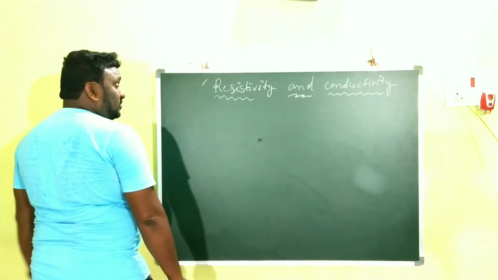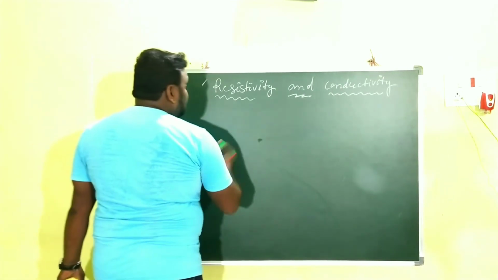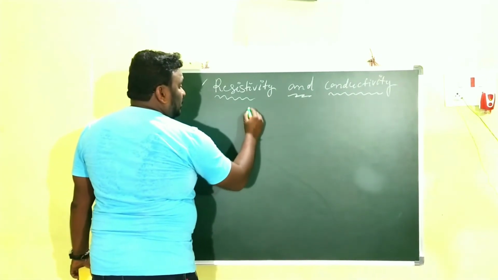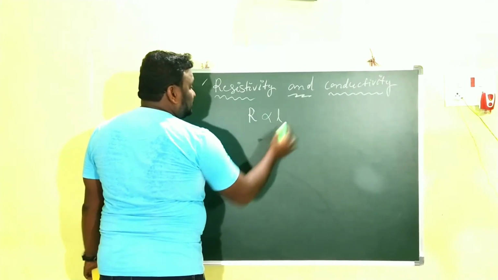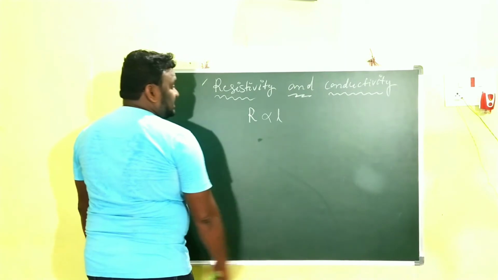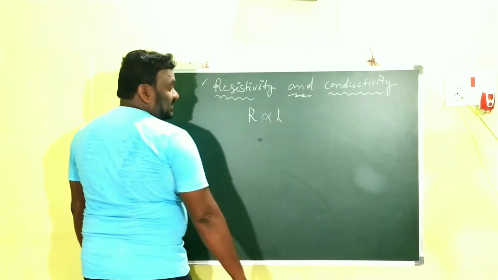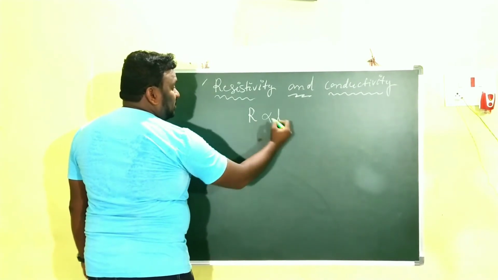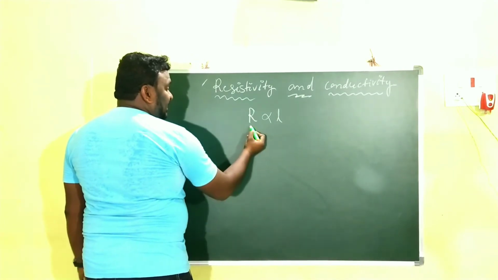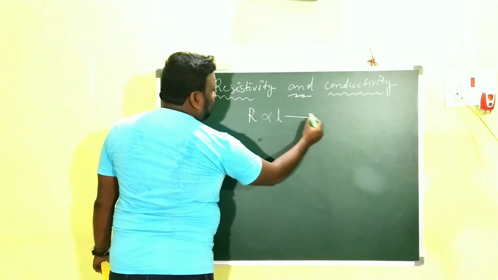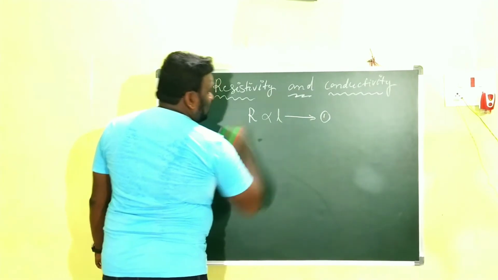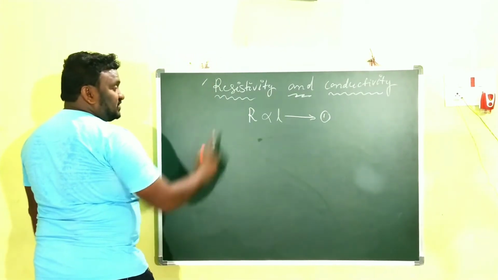Resistivity: here there is some relation between R and L. L is the length of the conductor. What's that? Length of the conductor. R is proportional to L. That means the resistance of the conductor is directly proportional to the length of the conductor. This is the first thing.